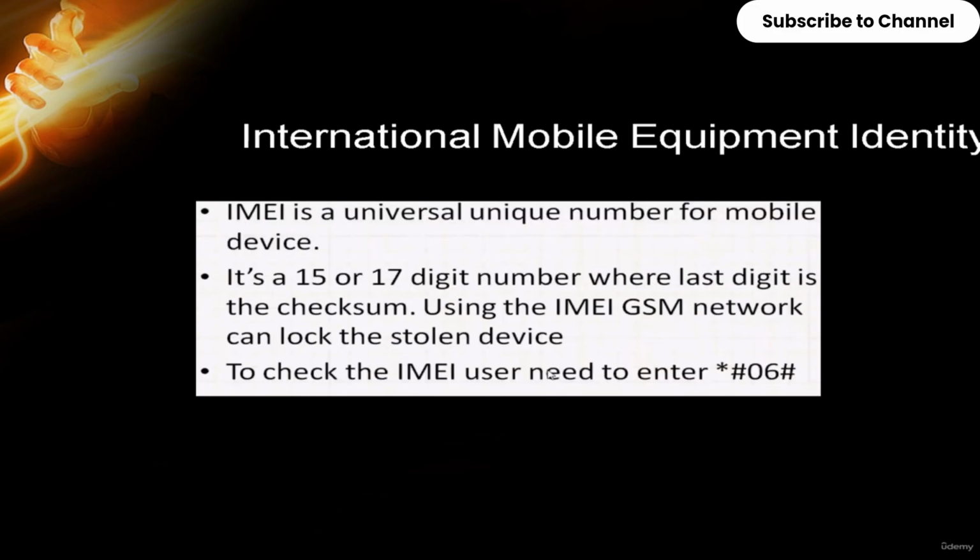And finally, the IMEI is a universal unique identity number which will have 15 or 17 digits with a checksum to detect errors or stolen devices. The IMEI in the GSM network can be used to lock the devices. So we can enter some hash and slash codes based on the service providers. These numbers will differ according to the record.